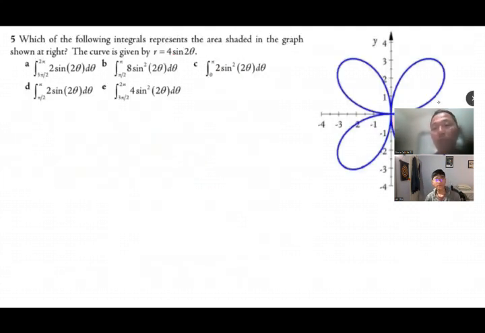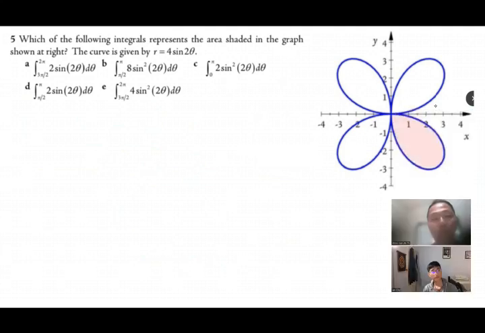Now we move, it looks like from number 5, the topic has changed to polar coordinates, right? So can you read number 5? Which of the following integrals represents the area shaded in the graph shown at right? The curve is given by r equals 4 sine 2 theta.